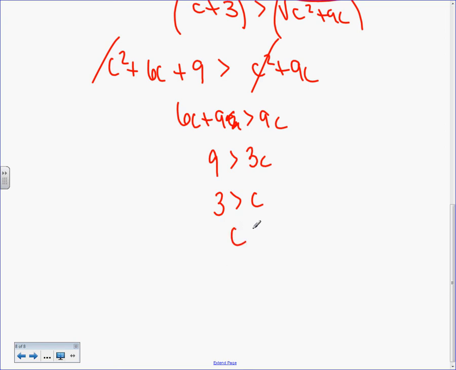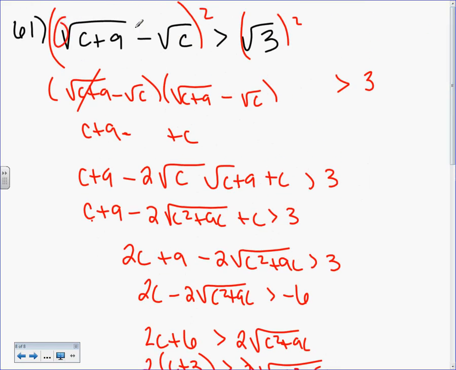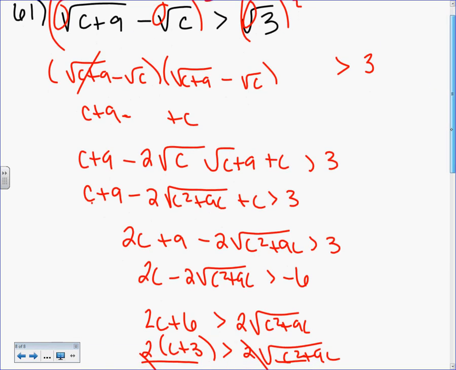Or some of you prefer either. That's the same answer. We're not done. It's an inequality with evens, so I have to do my extra special check. So c plus 9 has to be greater than or equal to 0, and c has to be greater than or equal to 0.